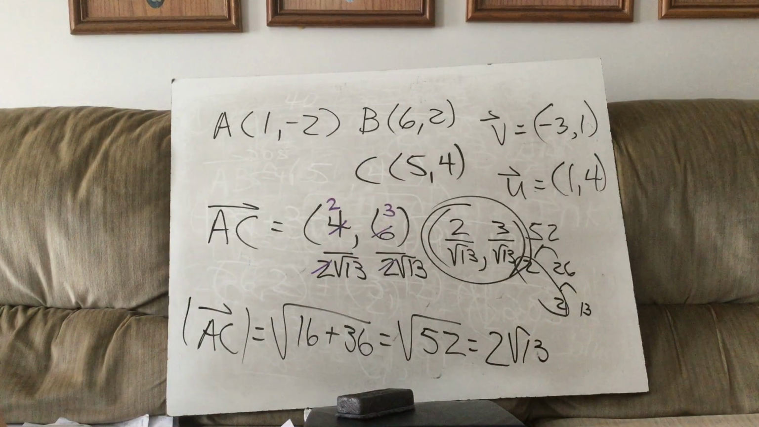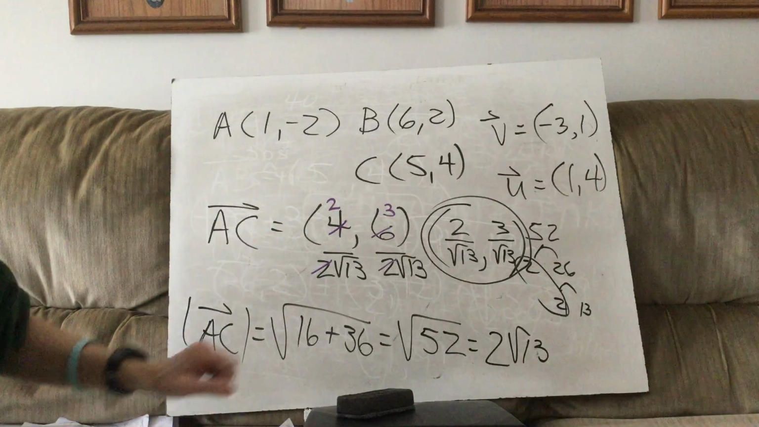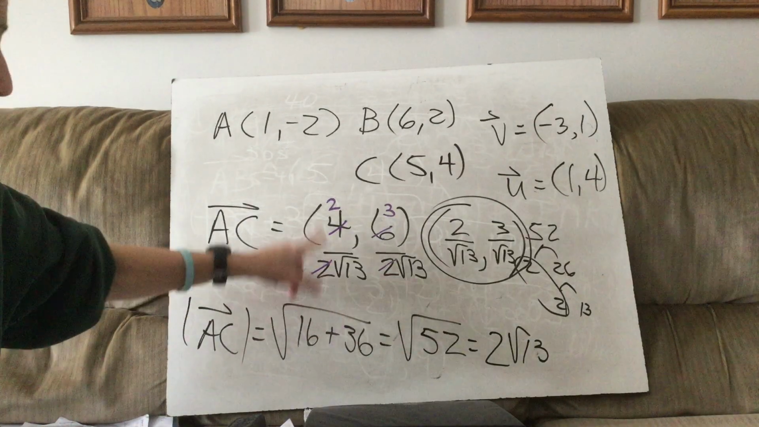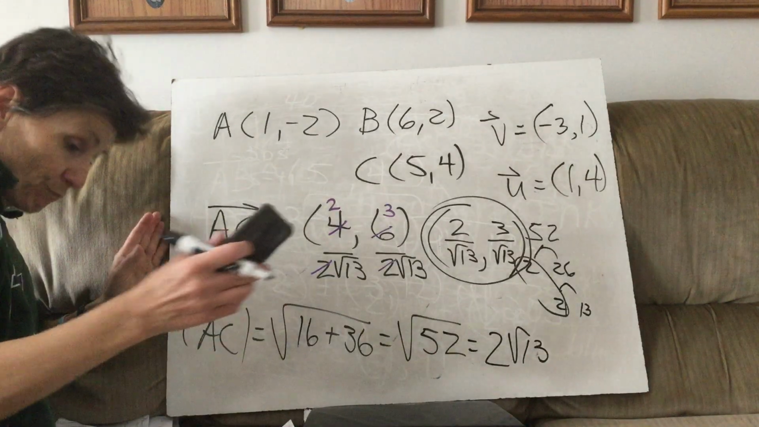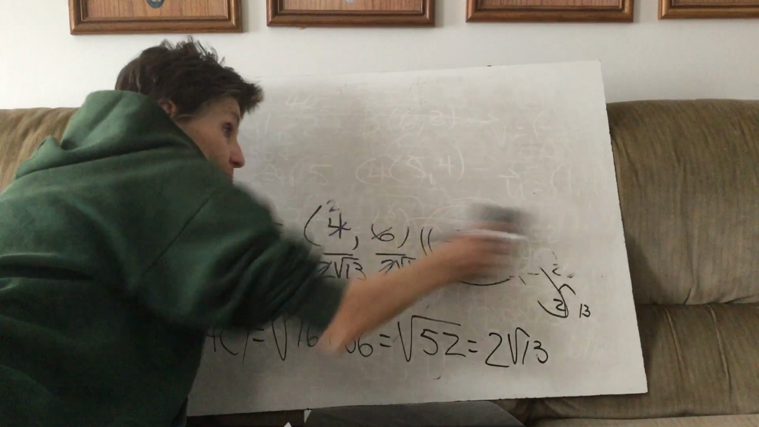Remember, to find a unit vector, you take the coordinates of the original vector and divide by the magnitude of that vector. This one we could simplify, so we did. All right, so now we're done with all that stuff.